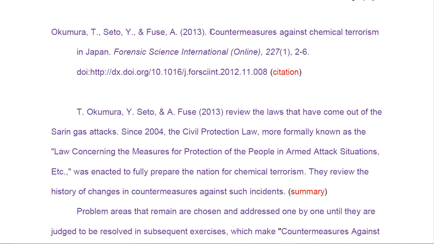In the citation itself, as we talked about in an earlier video, only the first letter of the first word of the title is capitalized unless there are proper names, like the name of Japan, right? That's a proper noun and needs to be capitalized. And you notice there's no quotation marks.